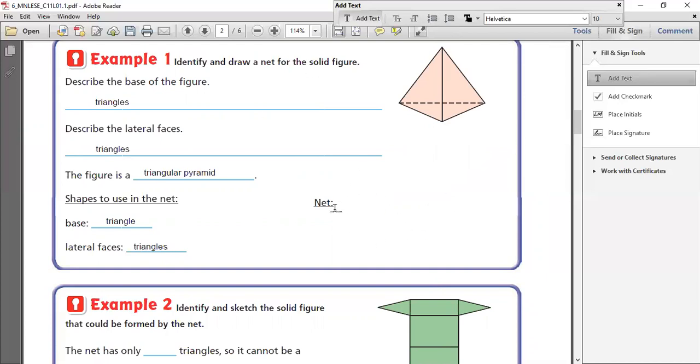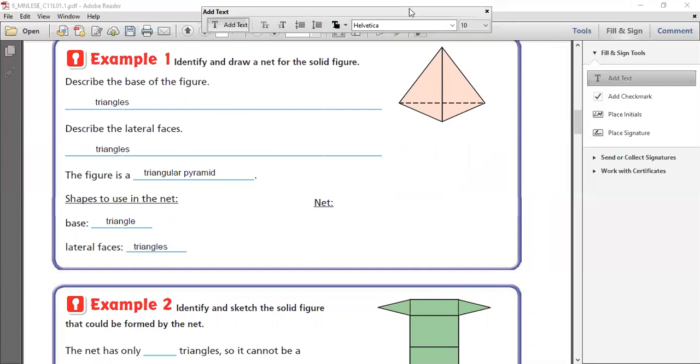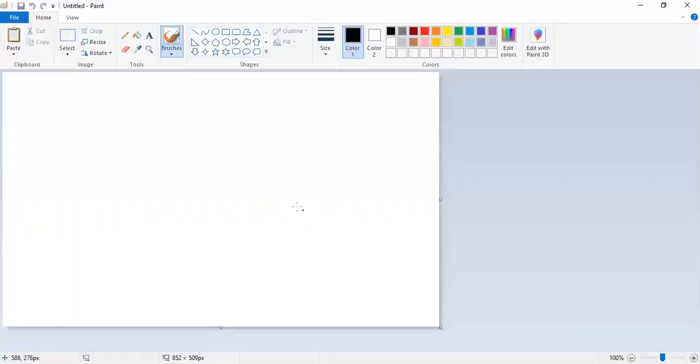So how are you going to draw the net? Now again, to draw the net, of course, I will have to open up the paint program. Okay, so now we know the base is going to be a triangle. So let's start by drawing the base. Okay, so this is going to be your base.